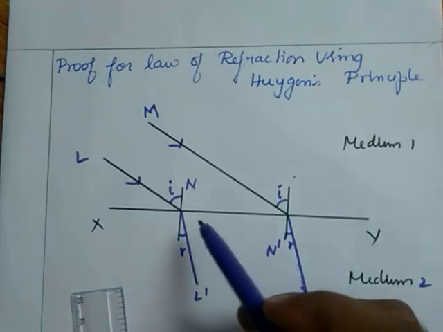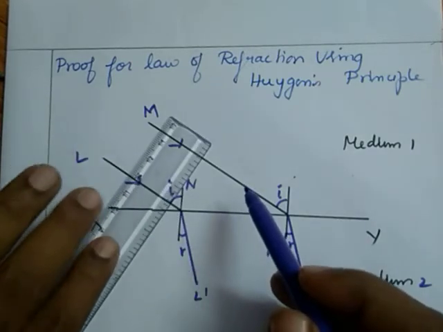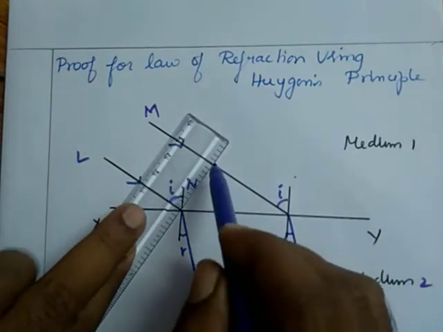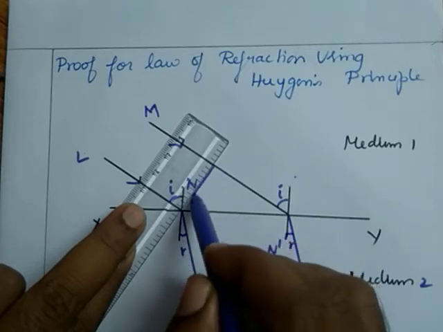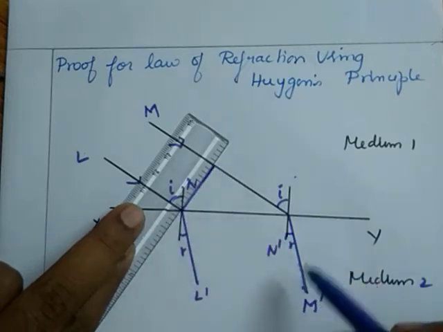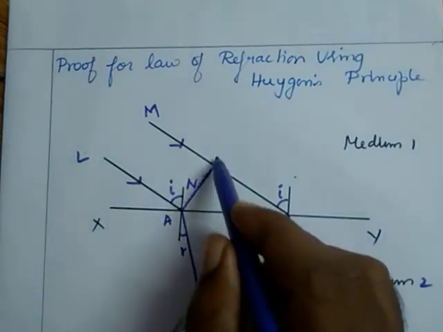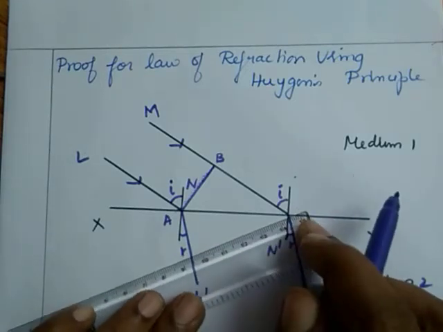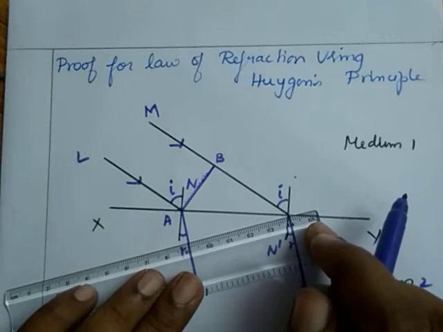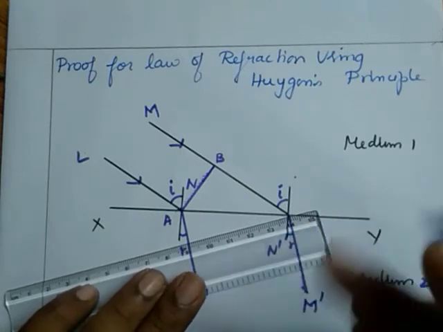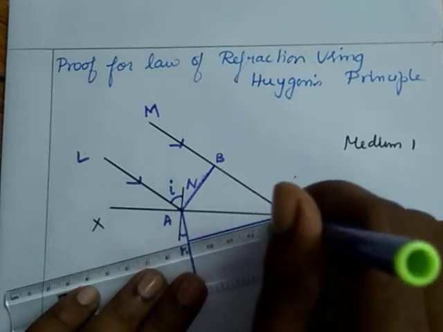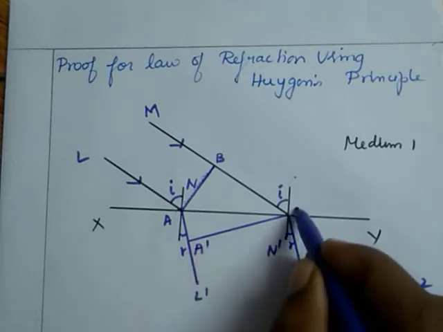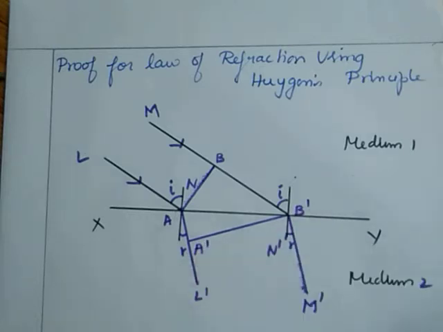Then I draw an incident wavefront in the first medium. The wavefront is perpendicular to the incident ray. This is that wavefront, named AB. Then I draw a refracted wavefront that is perpendicular to the refracted beam. This is A', this one is B'.